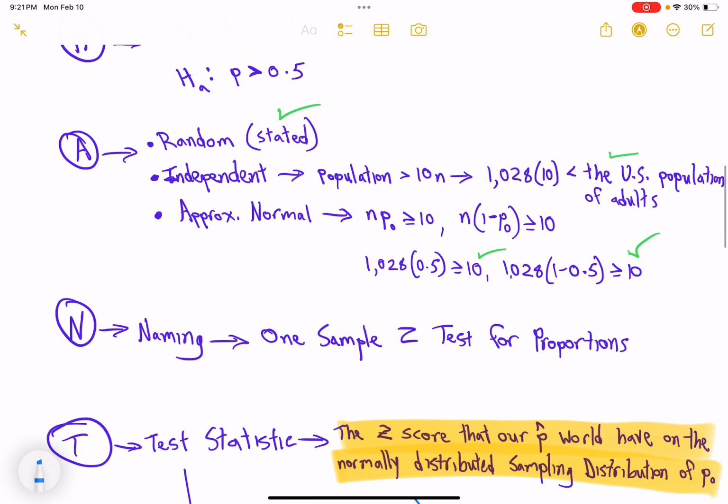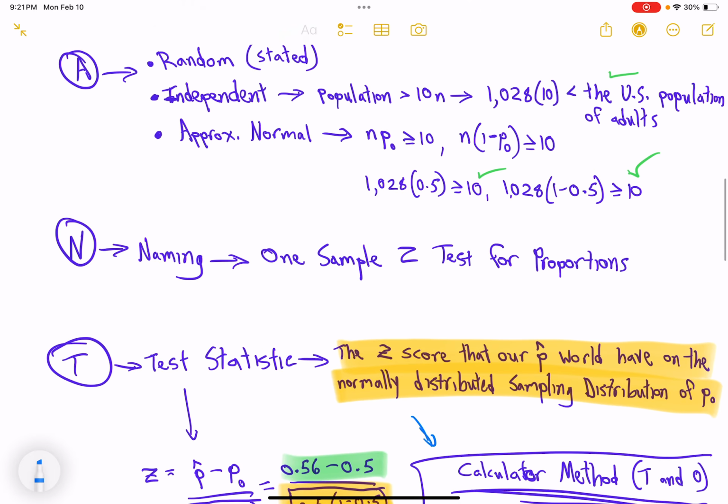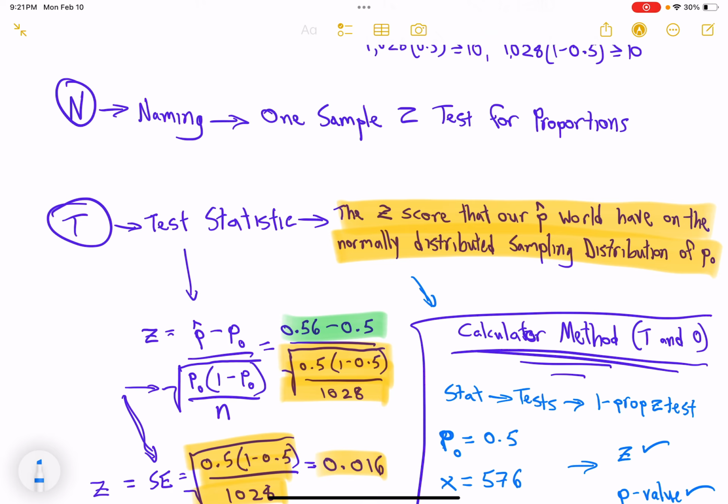We then go through our assumptions. They are the same as they were for confidence intervals. Is it random? Yes, it's stated. Is it independent? Yes, the 10% rule applies. And is it approximately normal? Yes, the large counts condition is met, right? n times p null, not p hat, p null, and n times 1 minus the null proportion. That has been met. You see our cute little check marks. We name the test. What is the test? One sample z-test for proportions. Similar to confidence intervals, but a different thing we are doing.